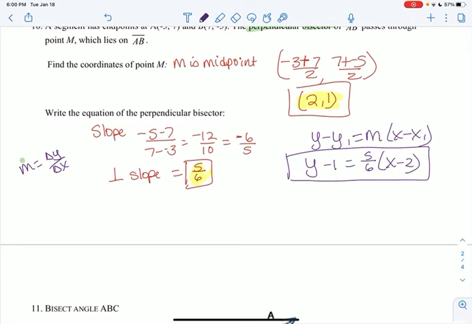Now once you know your slope, remember it's perpendicular, so you got to take that slope and flip it and change the sign. And once you do that, you're going to take that perpendicular slope and that midpoint, and all you're doing is plugging it into the equation of a line. y minus y1 equals m, parentheses, x minus x1.